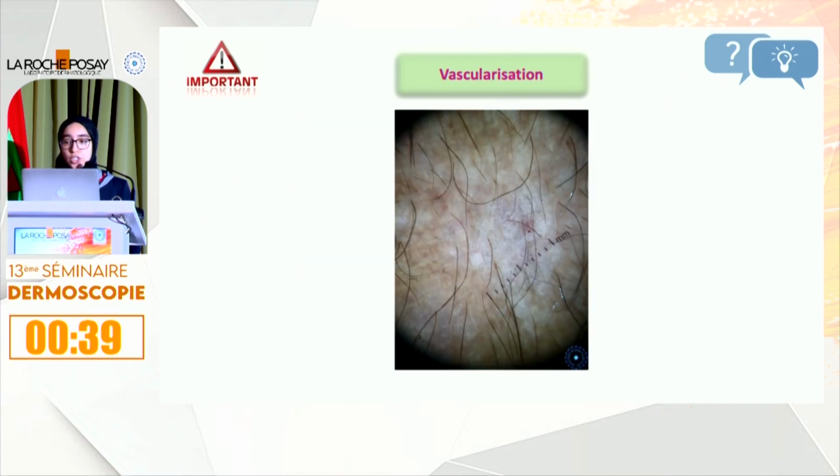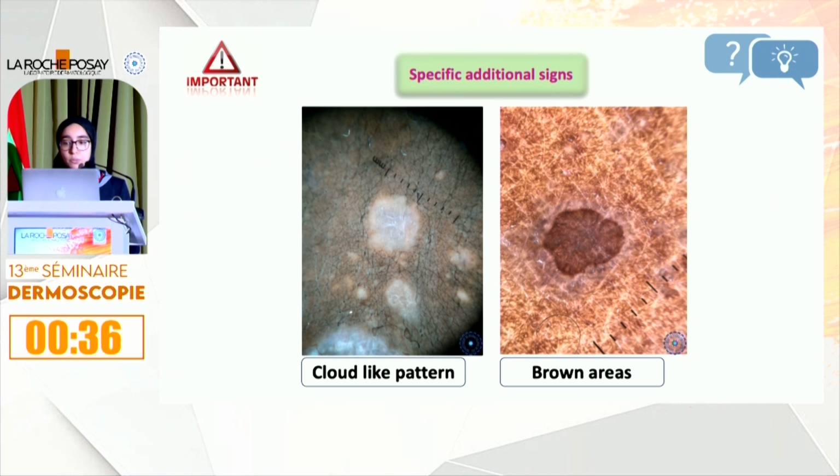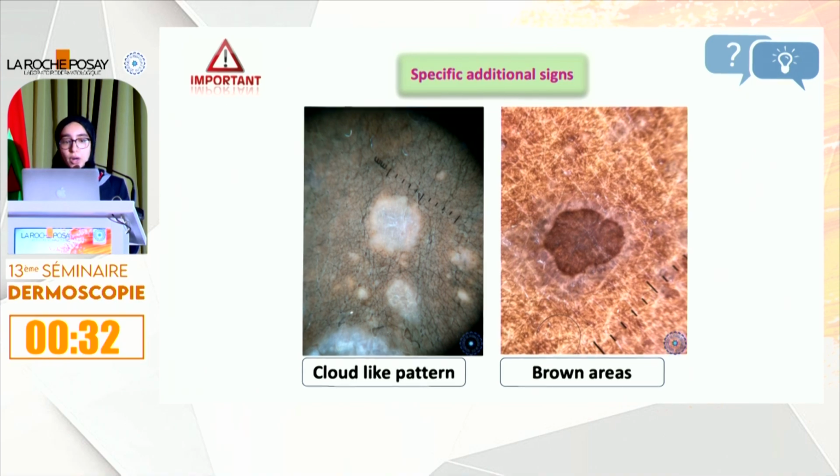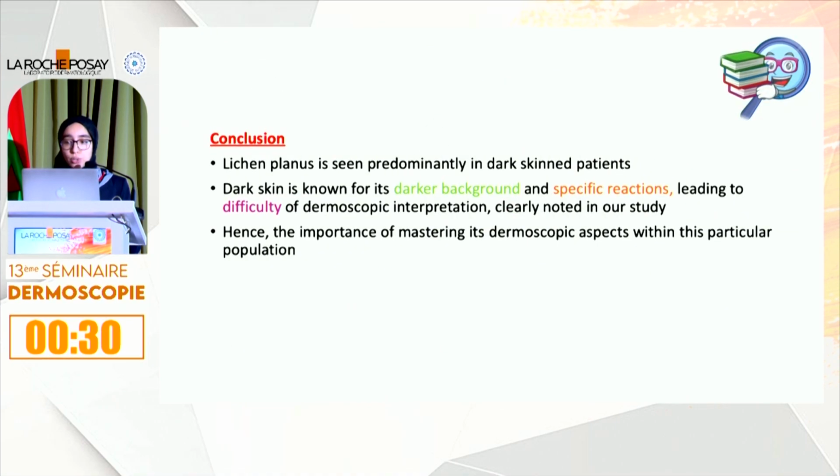The vascularization is not prominent. And lastly, for the specific additional signs, we observed cloud-like pattern and brown areas. We clearly noted the difficulty of interpretation correlated to the darker background and specific reactions of dark skin, yet we managed to provide valuable insights when it comes to lichen planus in dark skin.